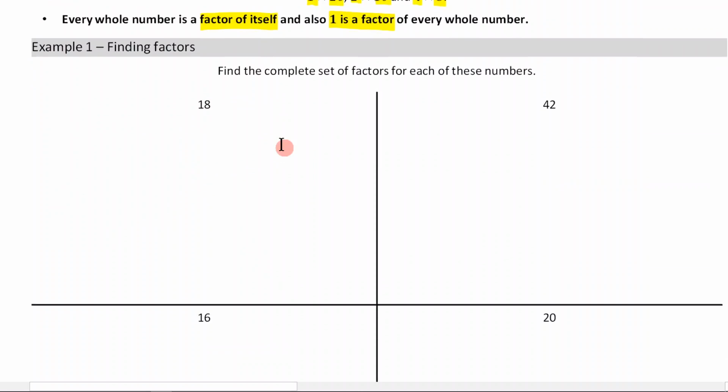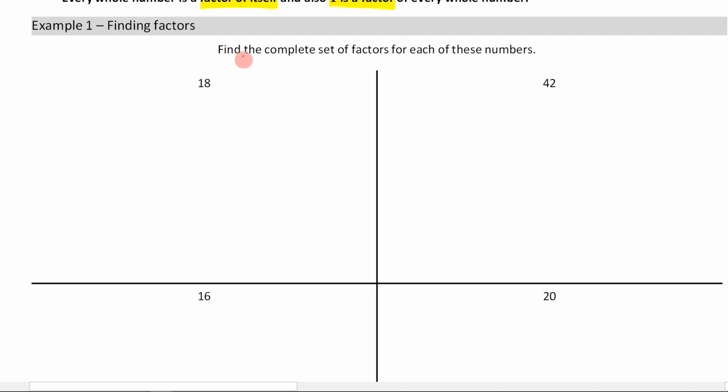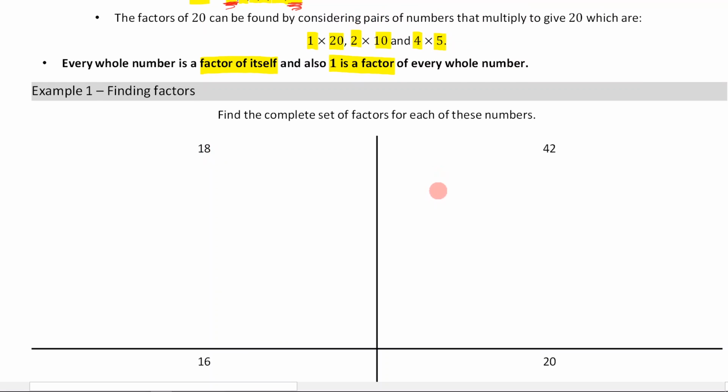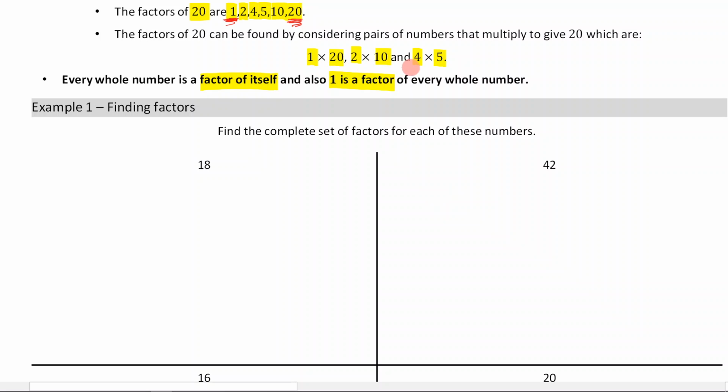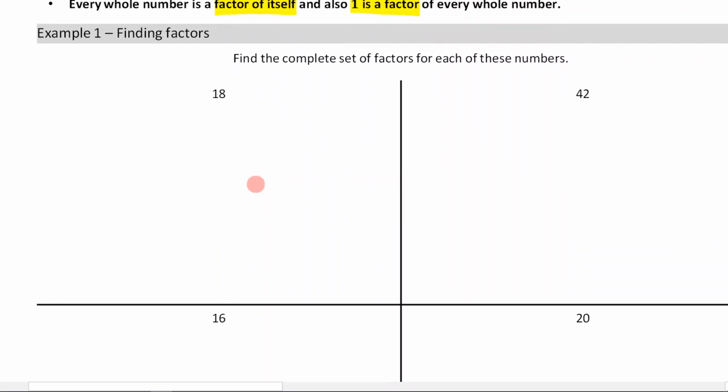So let's now go through some examples here. It says find the complete set of factors for each of these numbers. The first one that we've been given here is we need to find the factors of 18. So just like above, if we find all the pairs of numbers that multiply to give 18, we can find what all the factors are going to be. So 1 times 18, 2 times 9, 3 times 6. Now 4 times what gives me 18? The answer is nothing, so it doesn't count.